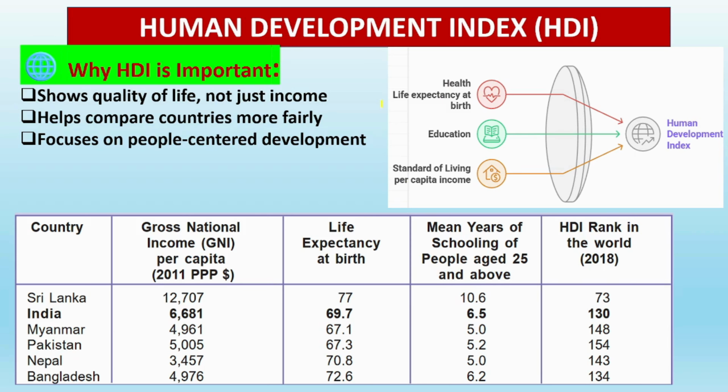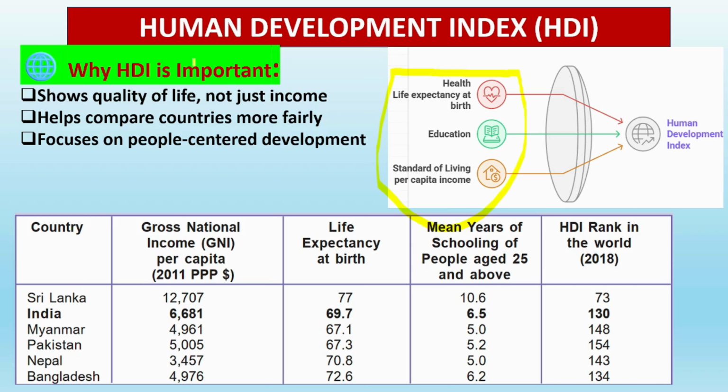Health is calculated based on life expectancy at birth. Education depends on net attendance ratio. Standard of living depends on per capita income. By calculating these three parameters, we can decide the Human Development Index, which is published every year by UNDP. Why is the Human Development Index important?